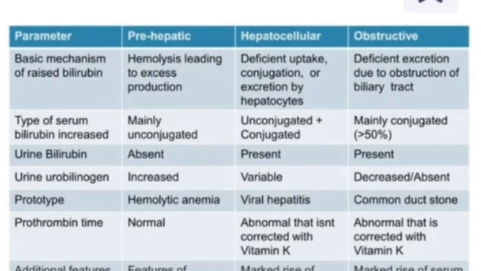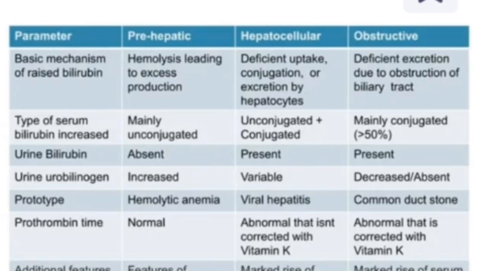So when there is excess hemolysis, then there will be, of course, increased production of bilirubin, and it will overwhelm the capacity of the liver to conjugate them. So you see, mainly there will be a high level of unconjugated bilirubin. Then in the case of hepatocellular, because there is either deficient uptake or deficient conjugation or excretion by the hepatocyte, then in that case there will be 2 increases. Unconjugated will increase, and conjugated will also increase.